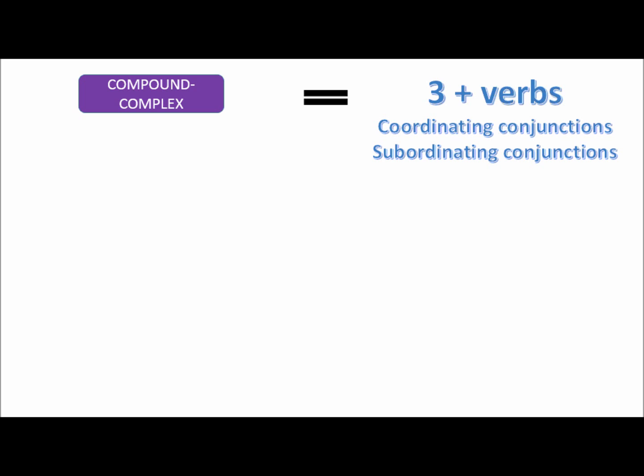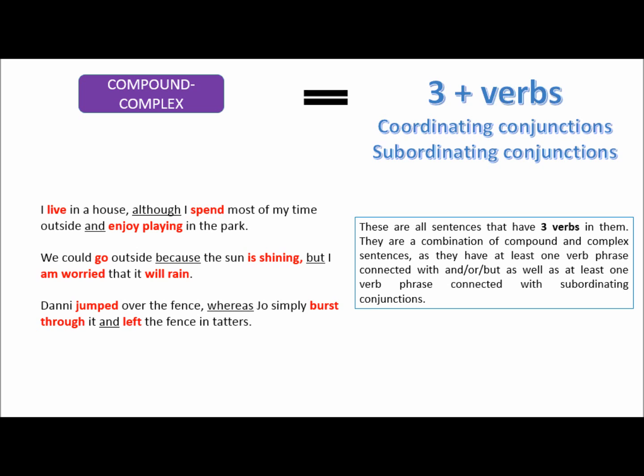Lastly, compound complex sentences. These have 3 or more verbs, and they use a mixture of coordinating conjunctions and subordinating conjunctions. For example, I live in a house, although I spend most of my time outside and enjoy playing in the park. We could go outside because the sun is shining, but I am worried that it will rain. Danny jumped over the fence, whereas Joe simply burst through it and left the fence in tatters.